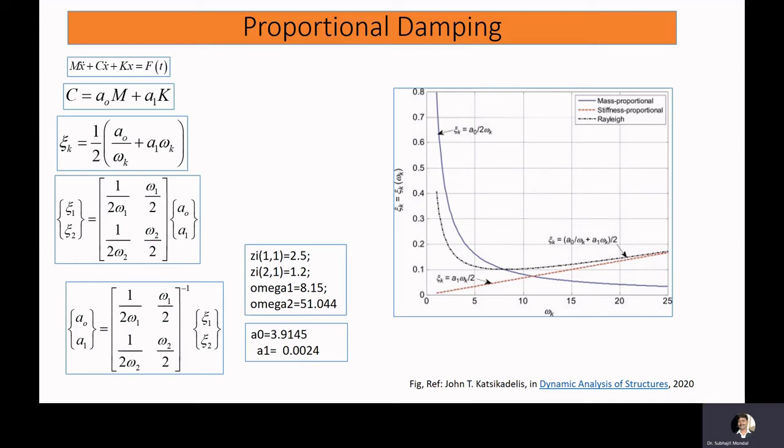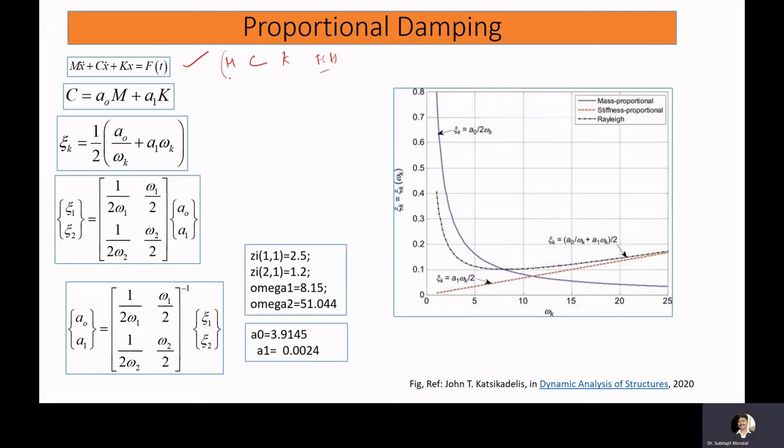Time history analysis. So we know the equation of motion for dynamic systems can be written like this, where M is your mass matrix, C is your damping matrix, K is your stiffness matrix, and F is your forcing function, which is dynamic in nature.